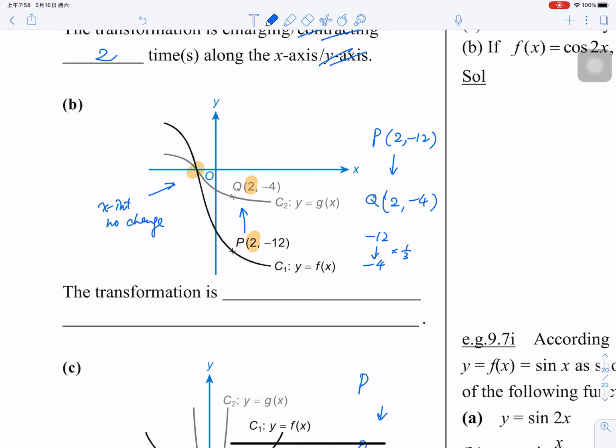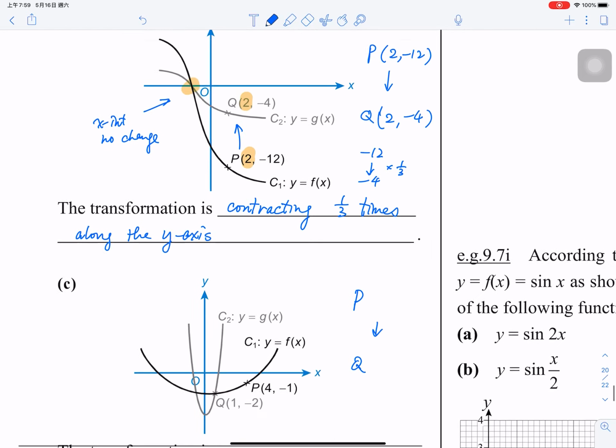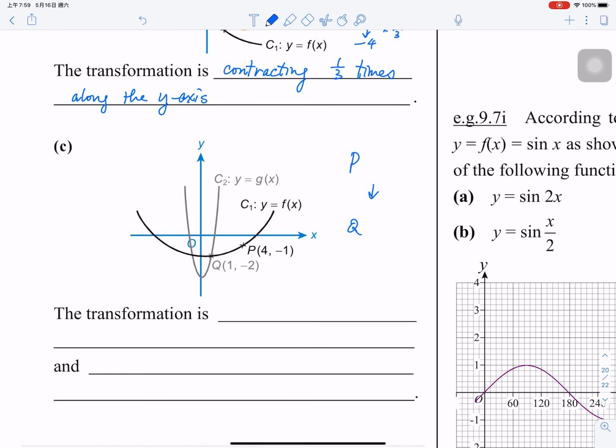That means this time affect along the y-axis. So along the y-axis, right? And y-coordinates from -12 to -4. So this time do the contraction. So the transformation is contracting 1/3 times along the y-axis. Okay? How about part C? Part C.